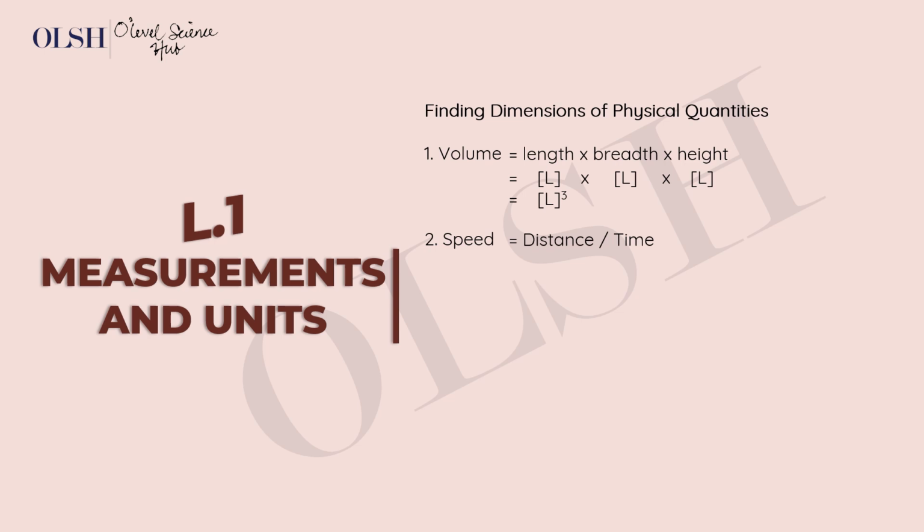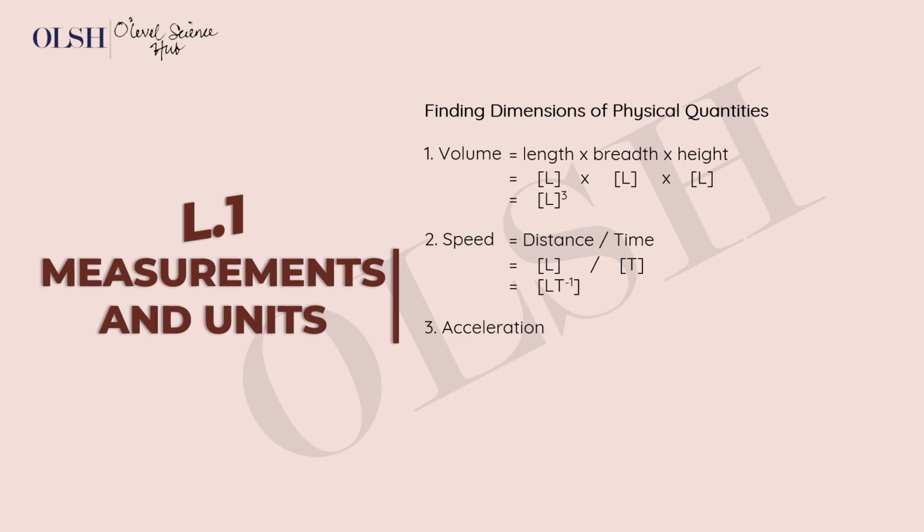Speed is distance over time. So we know that distance is a representation of length. So what we're going to have here is [L], capital letter L enclosed in square brackets, divided by [T], capital letter T enclosed in square brackets, which gives us [LT^-1]. This is the dimension for speed. Remember, we're finding dimensions for physical quantities as the first application of dimensional analysis.